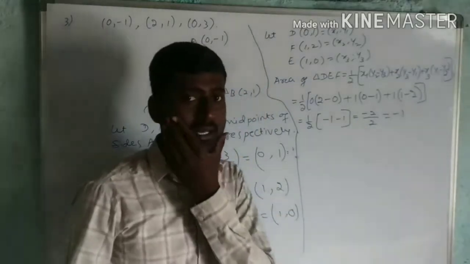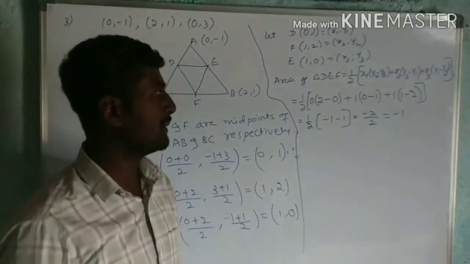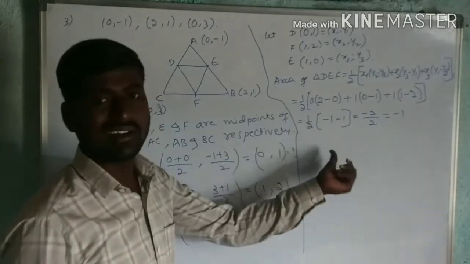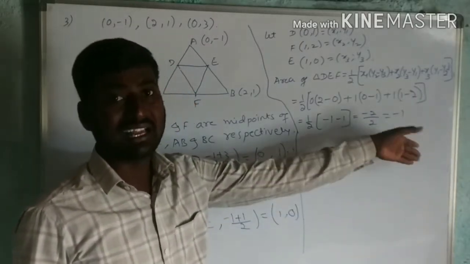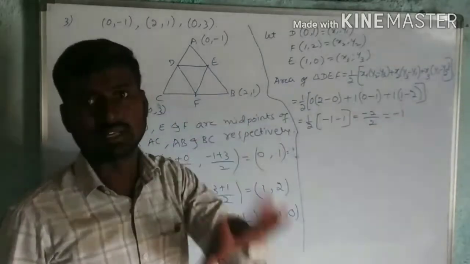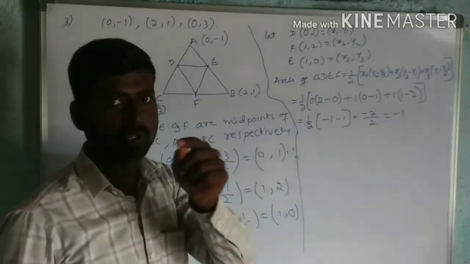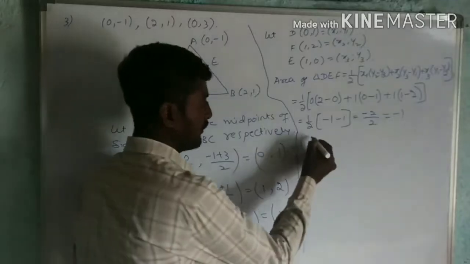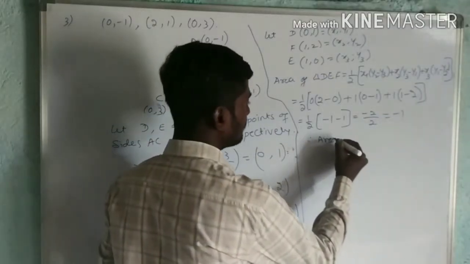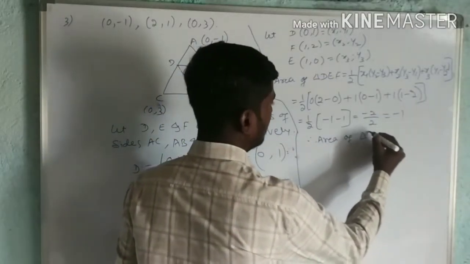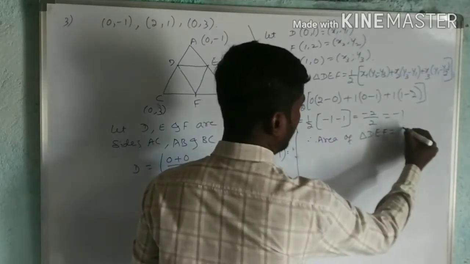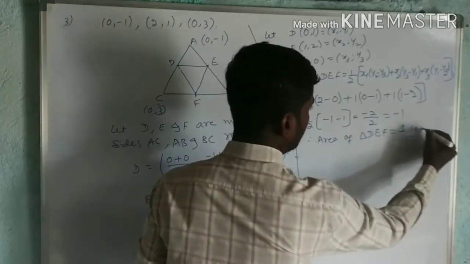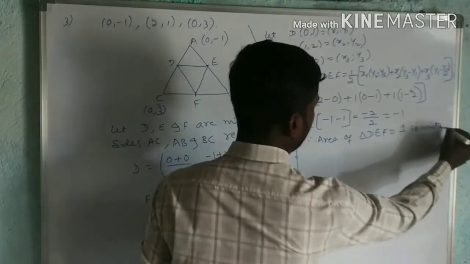Minus 1. But one thing you should remember, area and distance cannot be negative. So here of course I got minus 1, but at the end I should write plus 1. At the conclusion I have to write a plus. So therefore area of triangle DEF is equal to plus 1 square units. This is what? Plus 1 square units.